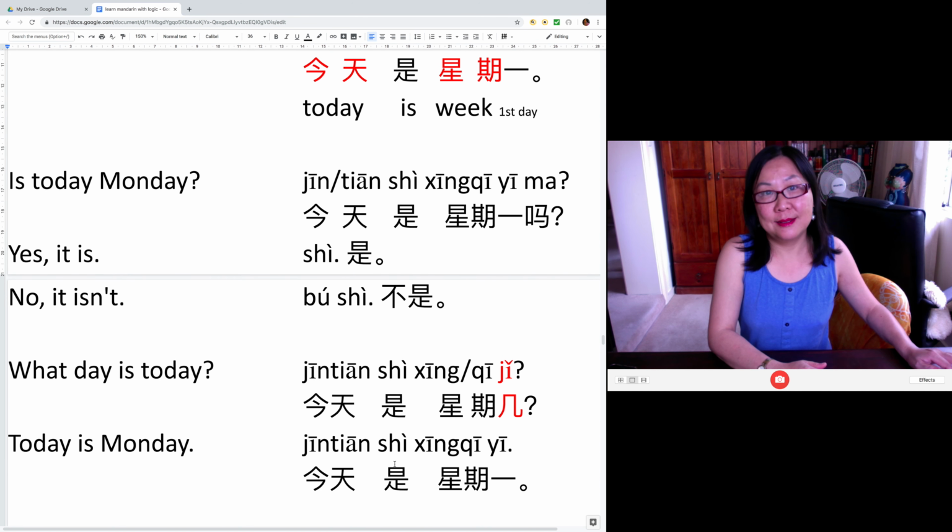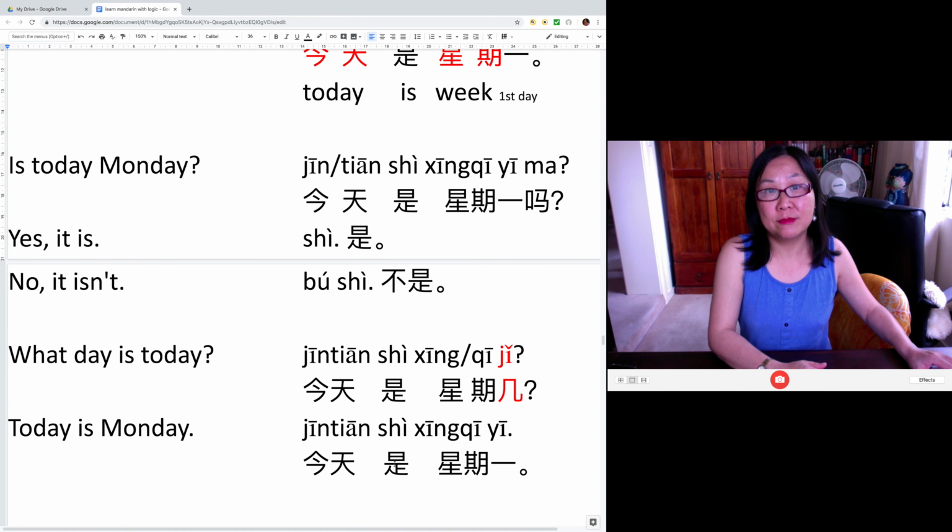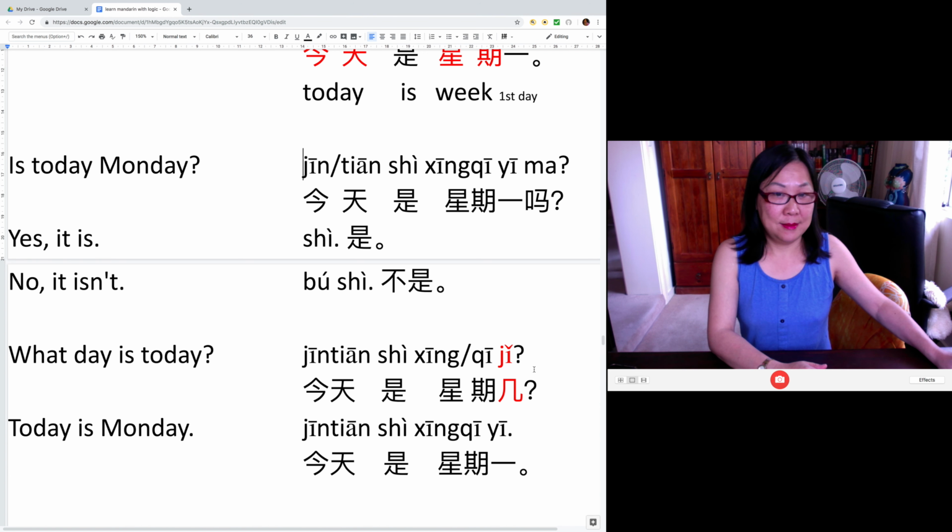To ask a special question of today's Monday, we're going to ask for Monday, which day of the week. So what day is today? 今天是星期几? The new word we have to learn is 几.